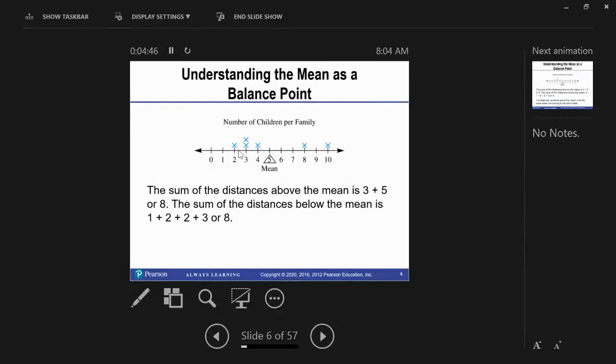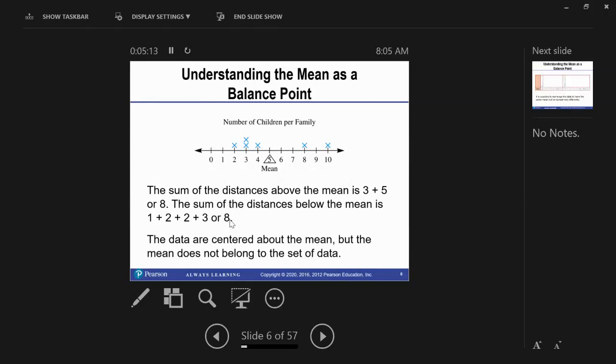Okay. I can go over to the other side. I'm 1 distance away here. I'm 2 here. There's 2 of those. And then I'm 3 away here. If I add all of those up, I also end up with 8. So when you find the mean, you should have the same distances when you add up the sum of those on each side.